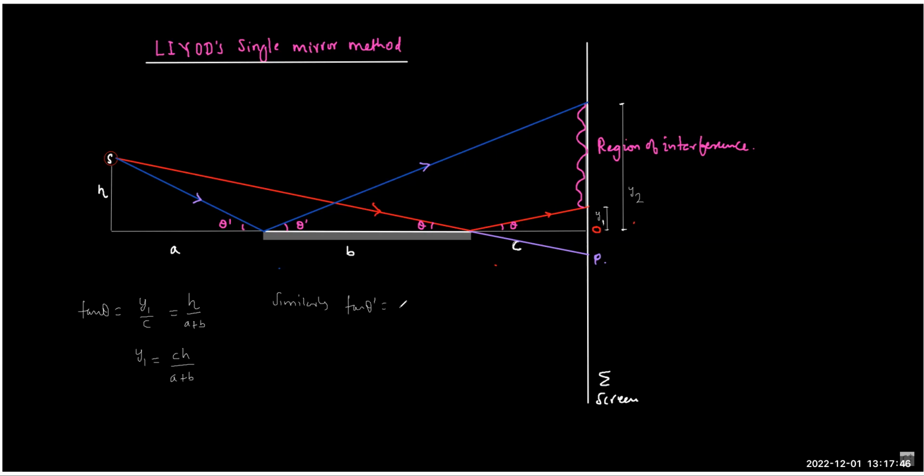Similarly, tan of theta dash, on the right triangle, is y2 upon b plus c, right? Yes, sir. But on the left, it is h by a. So y2 becomes (b plus c) times h by a, correct? Yes, sir. So the region of interference is y2 minus y1, isn't it?